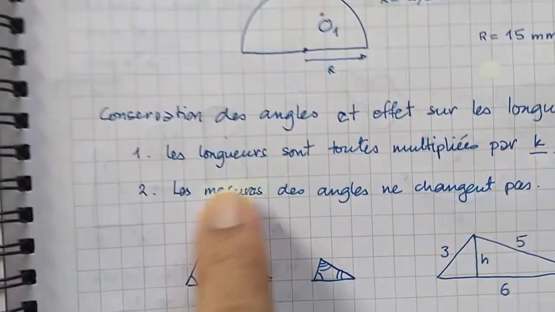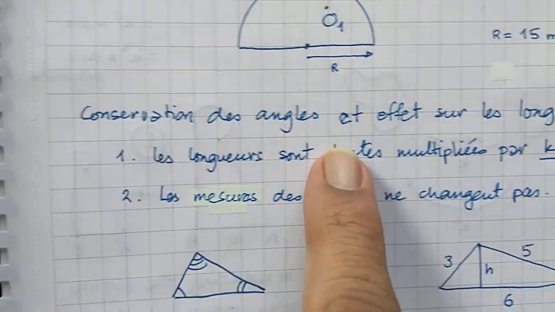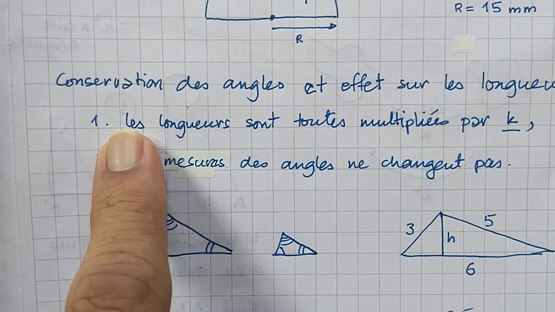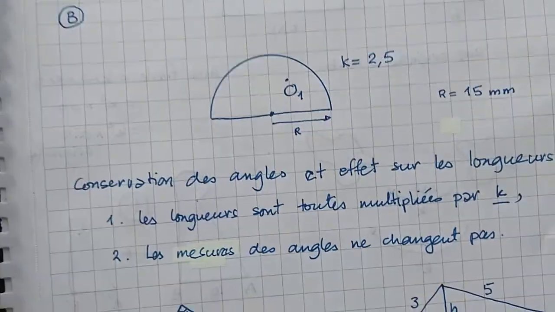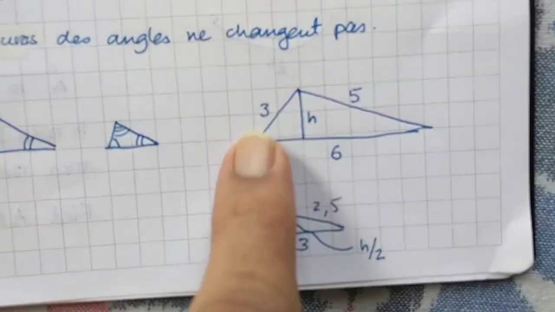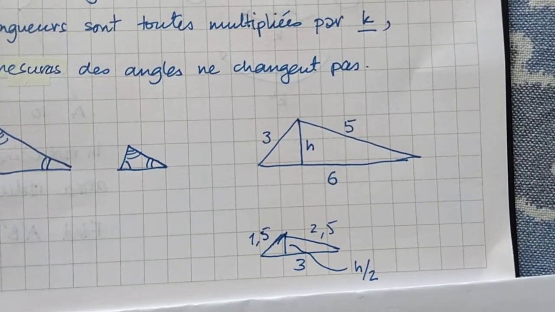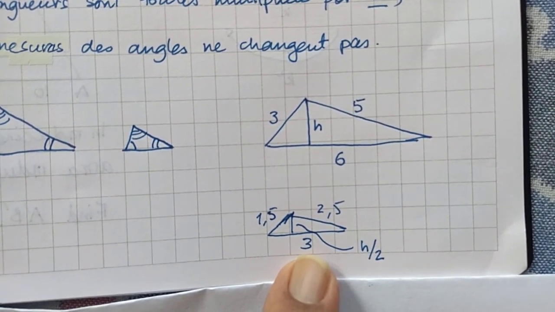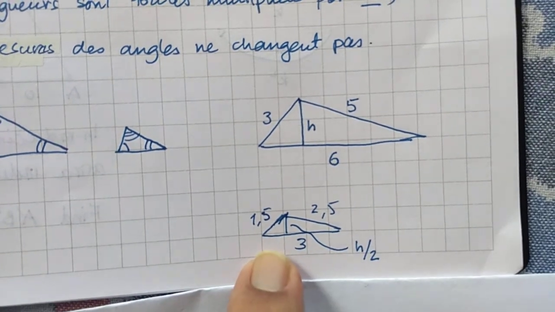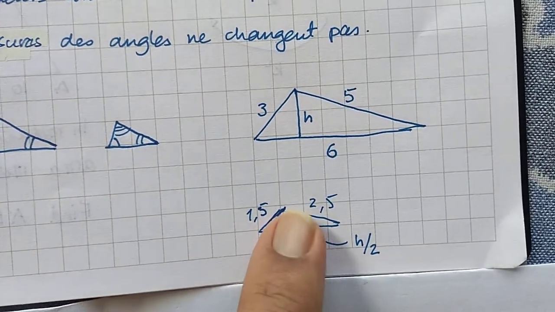So let's start here. When you do an enlargement or reduction, the angles are conserved. Conservation des angles et effet sur les longueurs. So les longueurs sont toutes multipliées par k. If I have a triangle with three sides, 3, 5, 6, and I reduce it to half, I'm taking half for the sake of convenience, this side will become 3, the side that was 5 will become 2.5, and the side that was 3 will become 1.5.